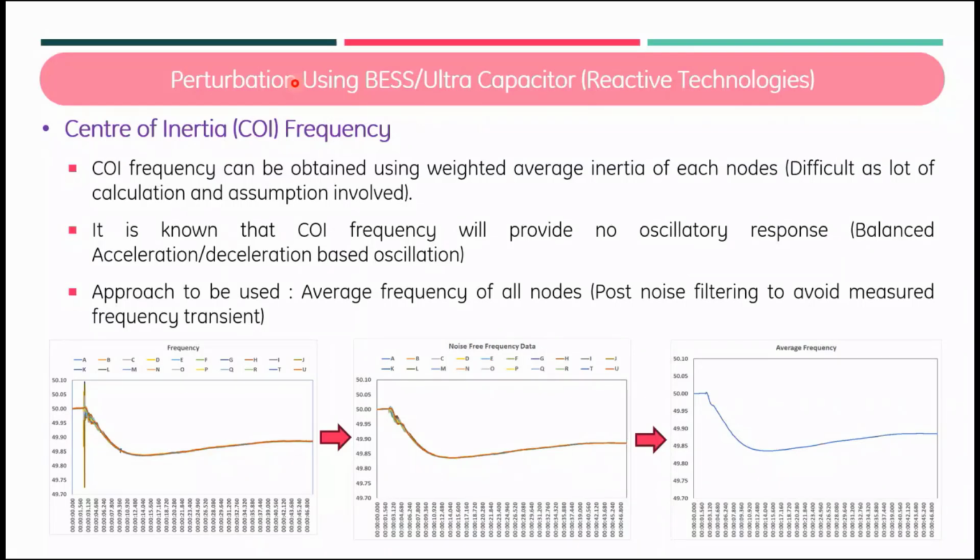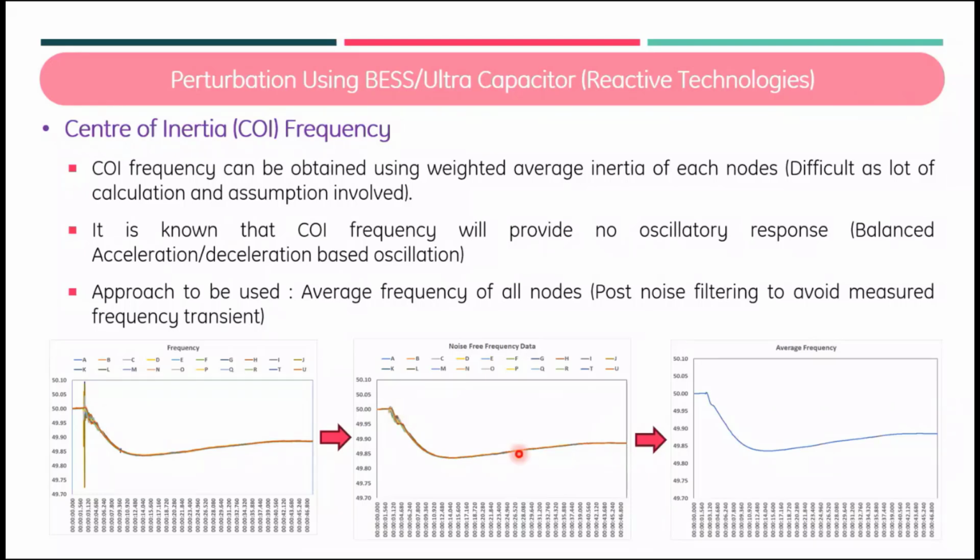So what you can do is, if you have any disturbance, let us say one generation trip, you have multiple PMU data across the system. Let us say in case of India, we have PMUs at all 400 kV and 765 kV stations. So I can collect those large numbers of PMU frequency data. I will remove the noises, and I will try to see the rate of change of frequency.